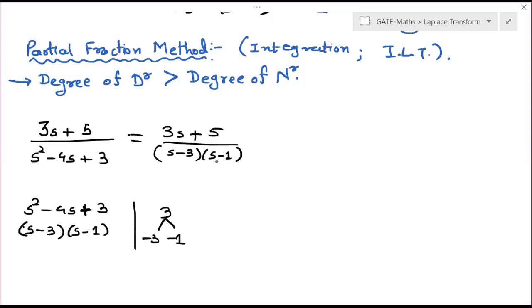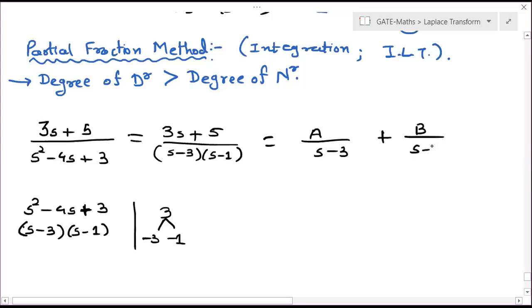Now see over here. This can be written as a divided by s minus 3 plus b divided by s minus 1. Now we have to find the values of this a and b. The original method for finding a and b is to multiply a with s minus 1, and b with s minus 3. Then the first time put s equal to 3, and the second time put s equal to 1, and you will get a and b. But I will give you an easier method for that.